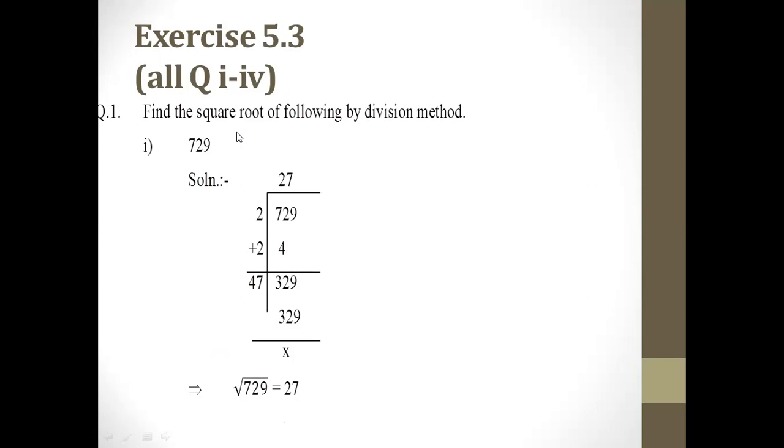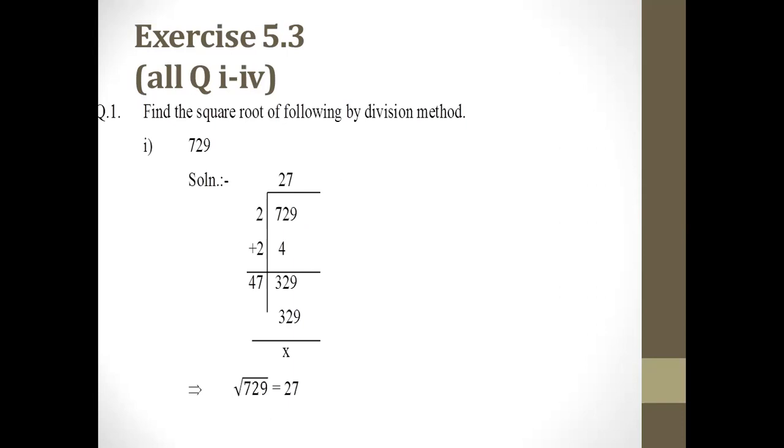How can you find the square root by the division method? Remember one thing: when you divide, first you make pairs. Look, you have been given 729, and you always start making pairs from the right-hand side. When you make a pair of 29, it means two numbers, so 2 and 9 will come in this pair.